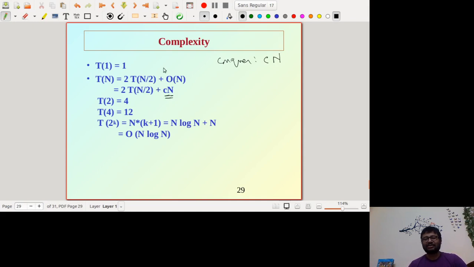Now if I draw a tree, for instance, so a1 through an. This is a node in my tree. I will write here the time taken by the conquer step. So the time taken by the conquer step is c times n. As I said, n is a power of 2, I'm going to assume. So n is 2 power k. So this is c times 2 power k.